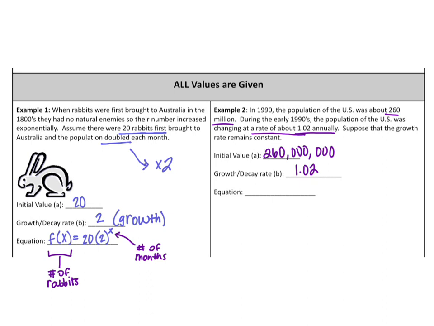So when I write my equation, f of x, or my y value, is the number of people, that population. So that's my starting amount, which is 260 million, times my rate to the power of x, where x is the number of years, since it says the rate annually.